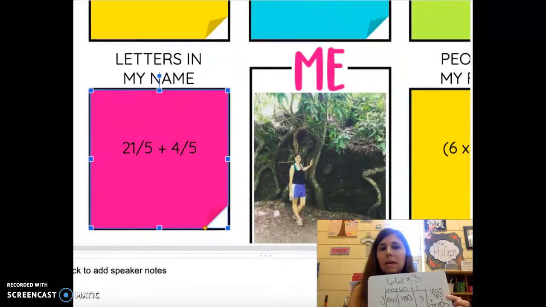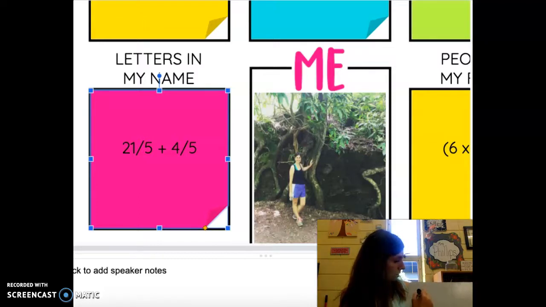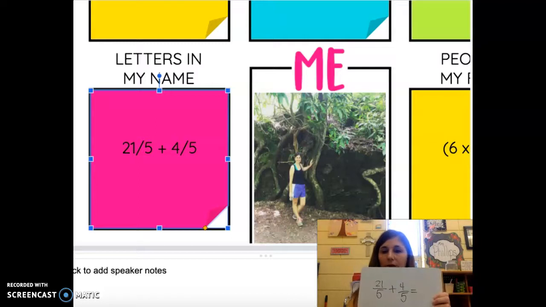Okay, letters in my name. It is an adding fractions with the same denominators problem. So my problem is 21 fifths plus 4 fifths. I'm going to switch where you guys can see my whiteboard.